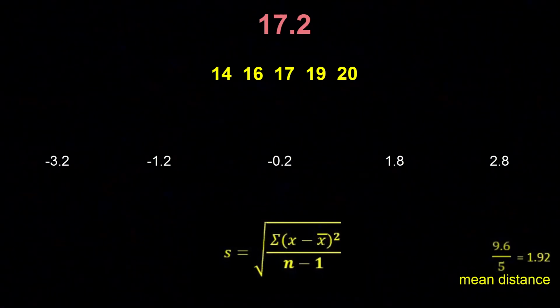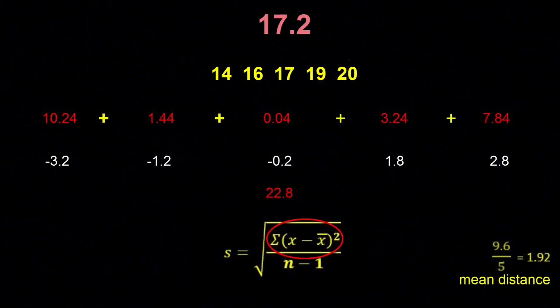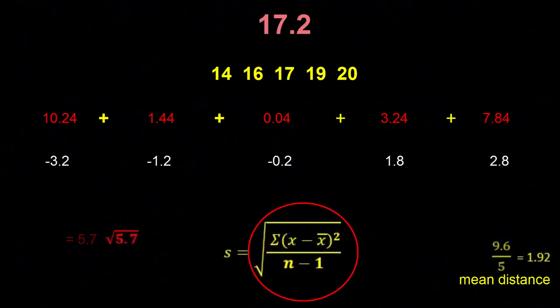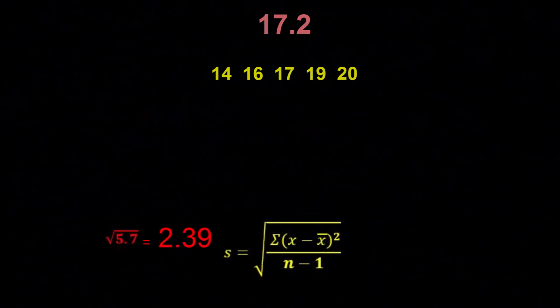Here's the formula for standard deviation being represented by lowercase s. First, you square all the deviations, each x minus x bar. Then add them up, take the summation. And then divide that sum by n minus 1. Finally, take the square root and, by golly, the standard deviation.